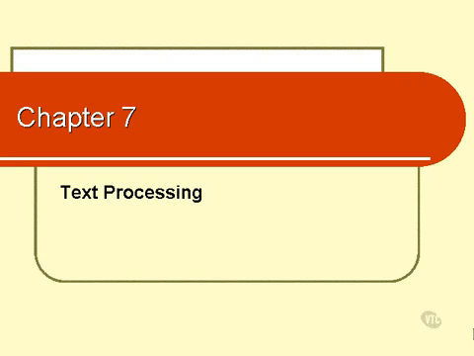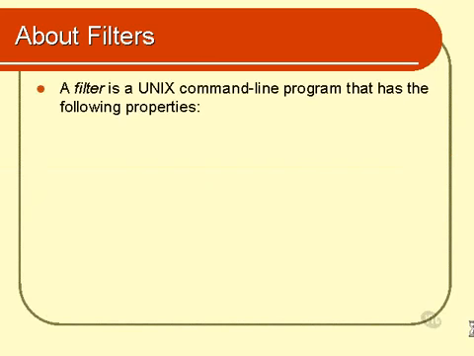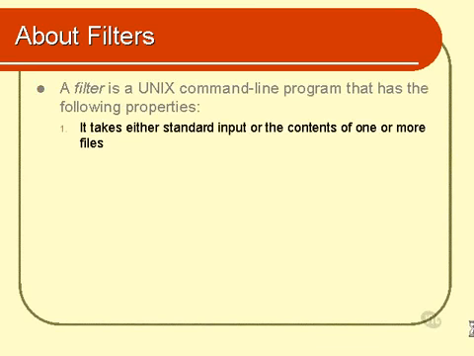We first need to understand what a filter actually is. A filter is a command line program that has the following properties. The first is that it takes standard input. Standard input means that it can read characters from the keyboard that the user types. If it doesn't take standard input, then it can also read the contents of one or more files. In other words, standard input has to come from somewhere. It either comes from a file or it comes from a keyboard.